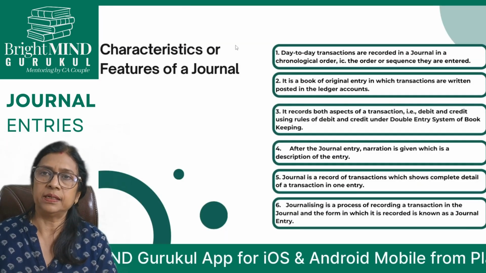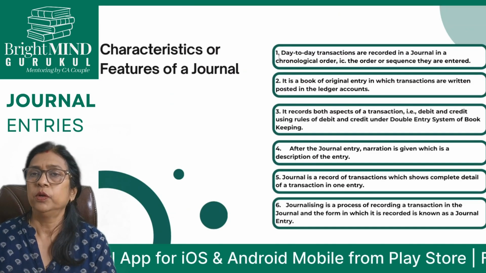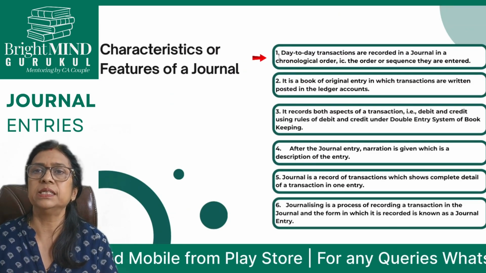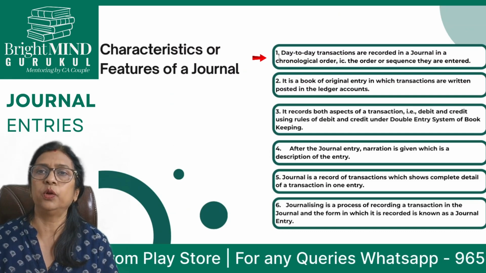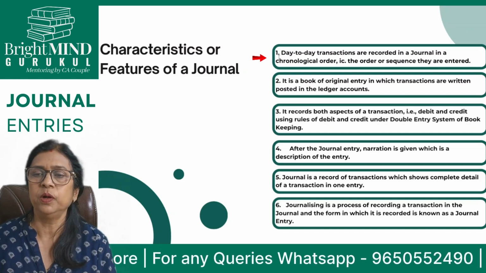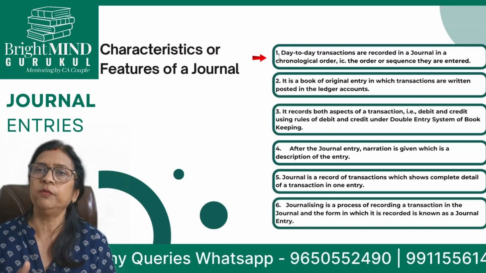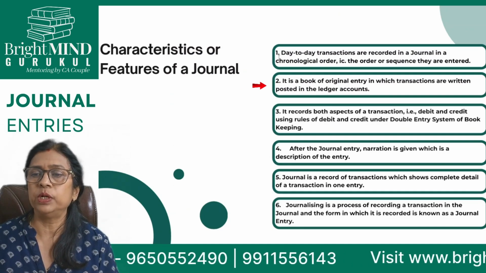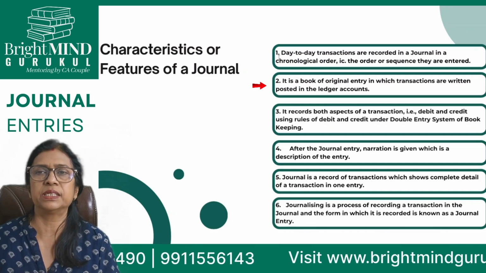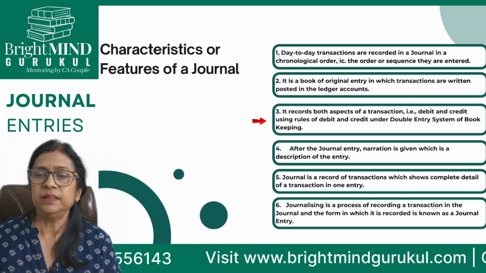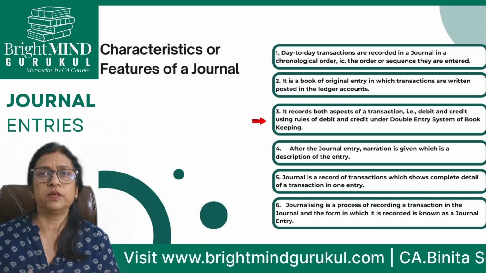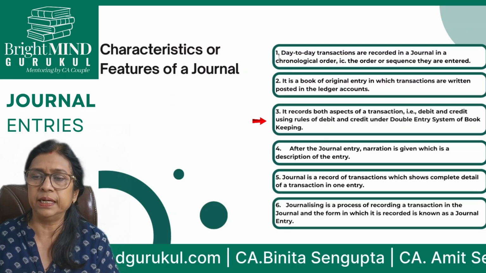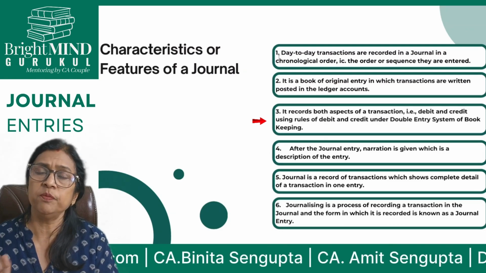Now let us come to the characteristics or the features of a journal. So first and foremost, the day-to-day transactions are recorded in the journal in chronological order, as we read before also, that is in the order of occurrence. Second is, it is a book of prime or original entry in which transactions are written. Third, it records both the aspects of the transaction, that is debit and credit, using the rules of debit and credit under the double entry system of bookkeeping.